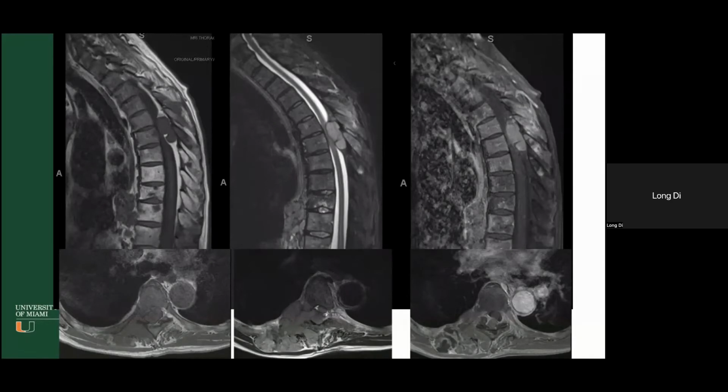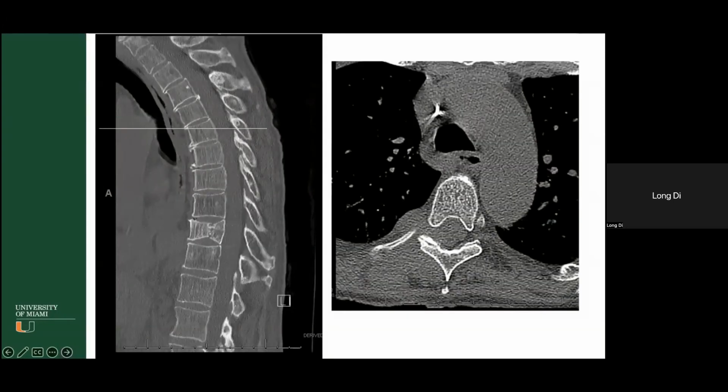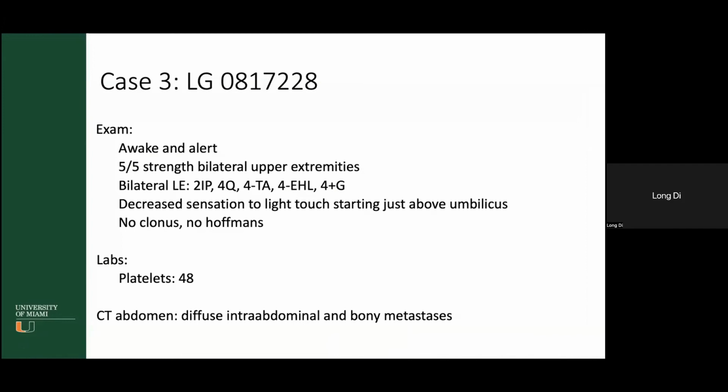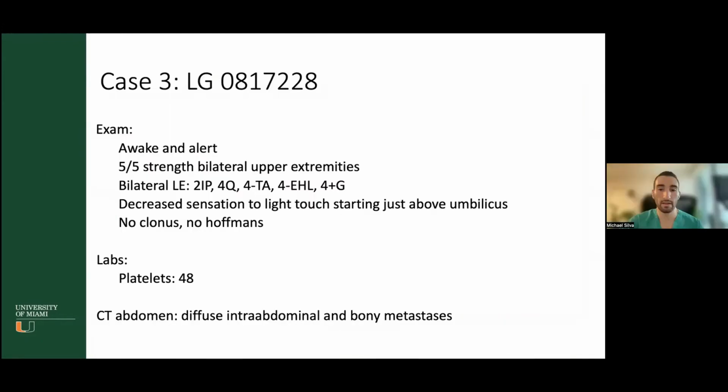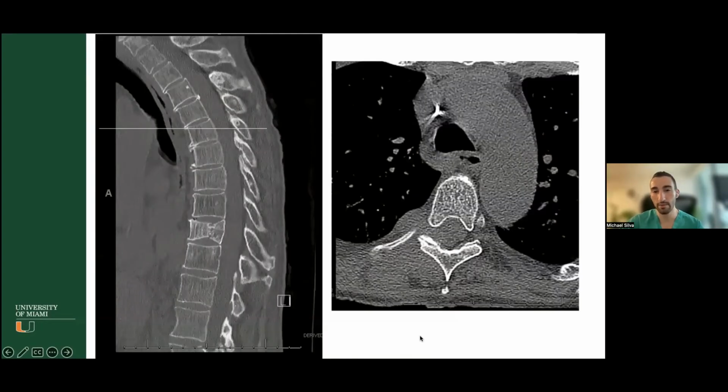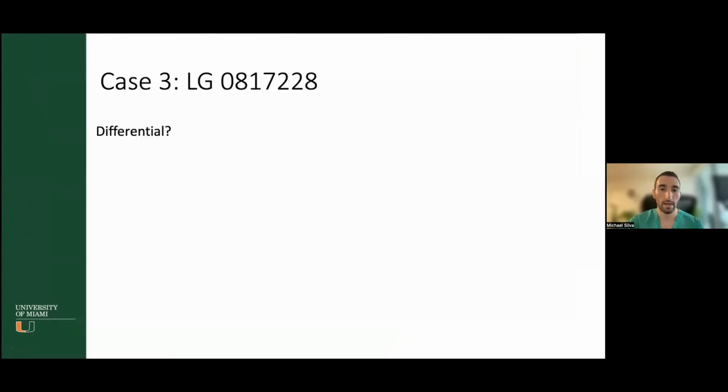You said there was already a CT chest abdomen pelvis, which just showed diffuse bony involvement and intra-abdominal mets, right? Exactly, yeah. So she's got diffuse intra-abdominal and bony mets. So we've done that. What would your differential be?